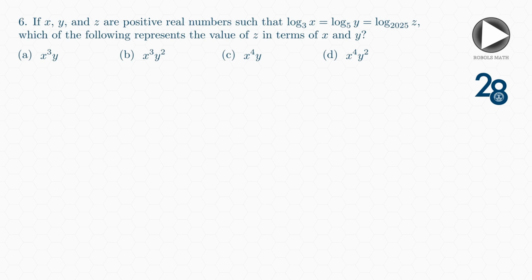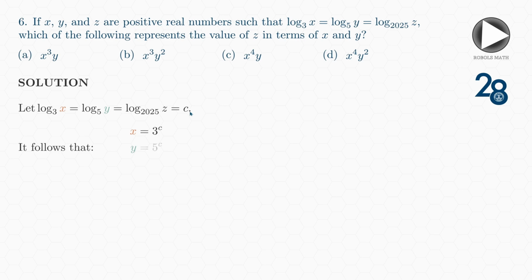This problem is not particularly hard, I think. The key here is to let these 3 numbers be equal to a constant. Let's say they're equal to c. It follows, using the relationship between an exponential and a logarithm function, that x must be equal to 3 to the c. I hope that's clear. x is equal to 3 to the c. Then y is equal to 5 to the c. Then z is equal to 2025 to the c.